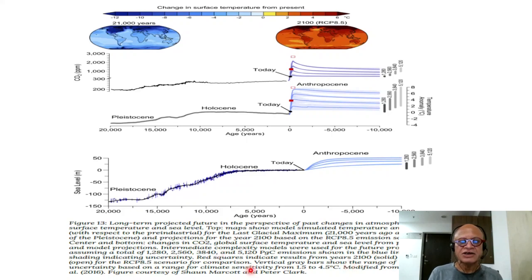With shading indicating uncertainty, red squares indicate the results for year 2100. So that's where you would end up if you reached those kinds of emissions. And 2300 for the RCP 8.5 scenario for comparison, which is up here. And yes, okay. Vertical gray bars show the range of uncertainty based on a range of climate sensitivity from 1.5 to 4.5 degrees centigrade.